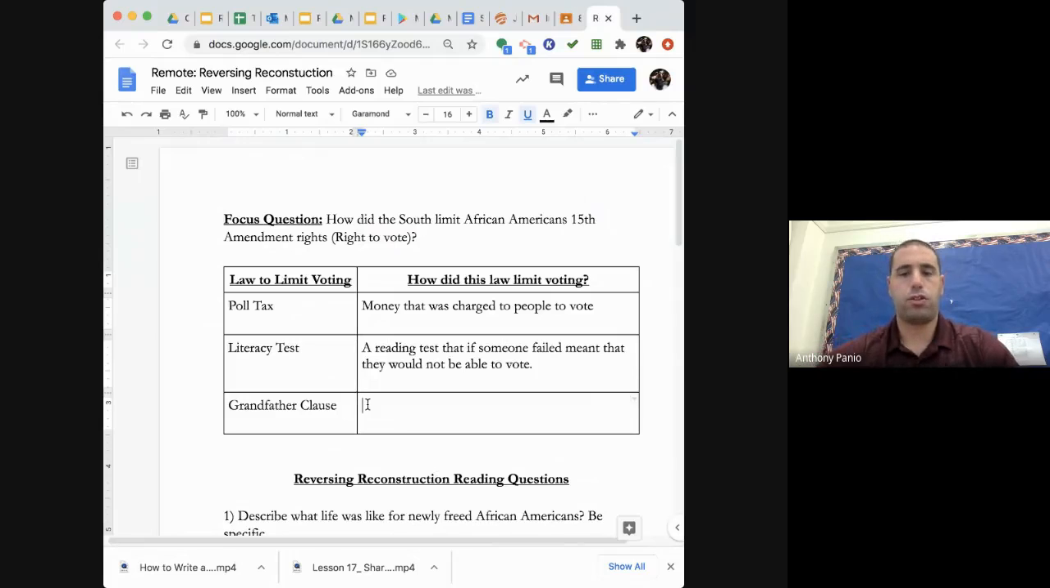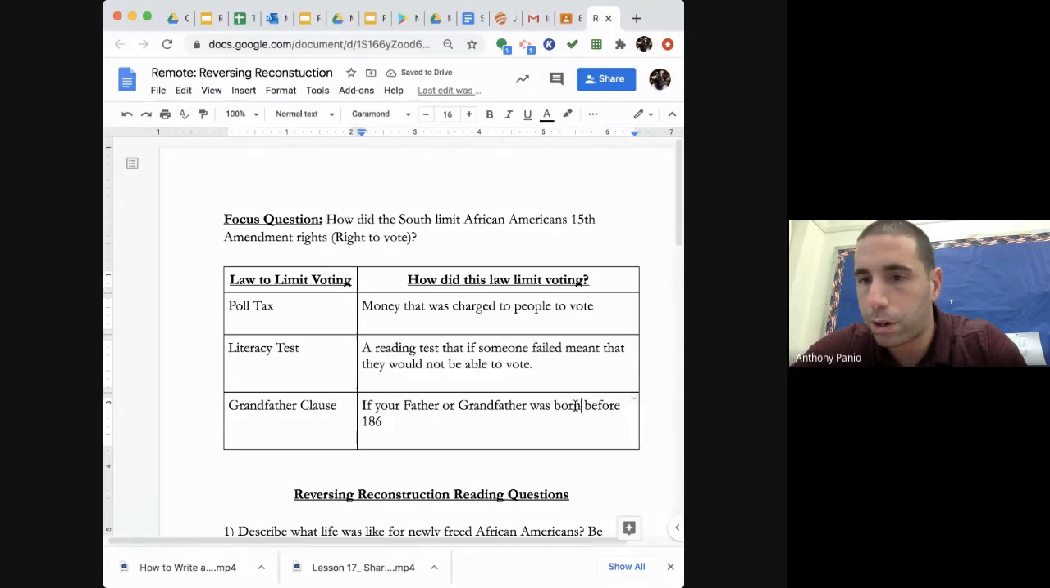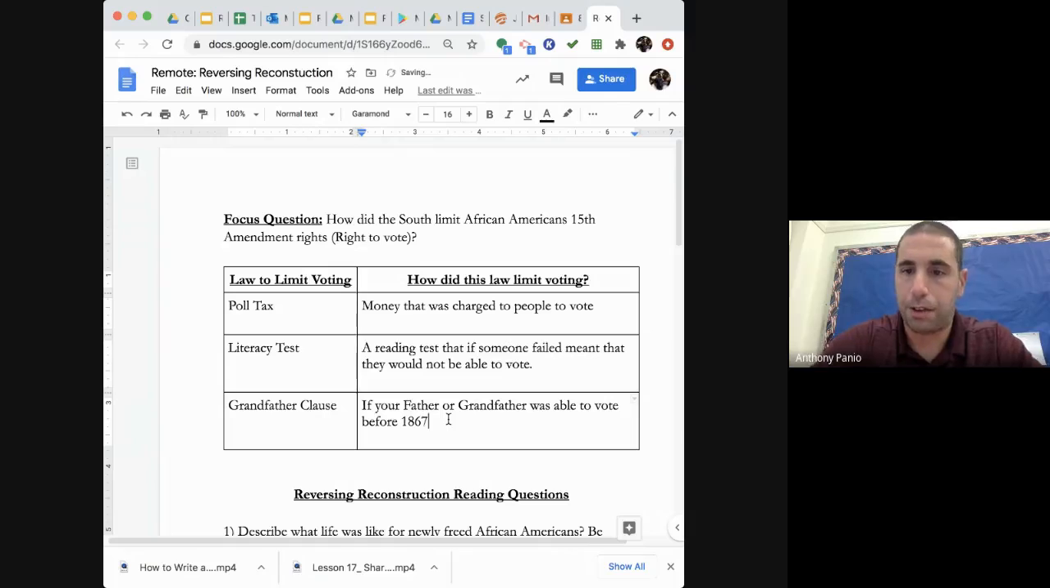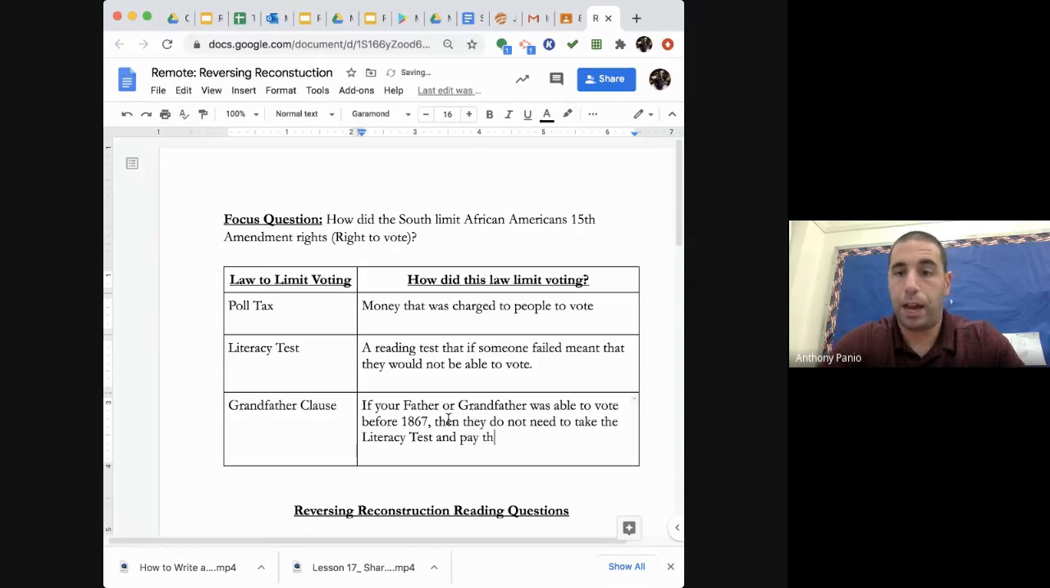So the final thing which brings us all together here is, if your father or grandfather was born before 1865, was able to vote before 1867, then they do not need to take the literacy test and pay the poll tax. So if you're following everything carefully, the grandfather clause basically states only black people need to take the literacy test and only black people need to pay the poll tax.